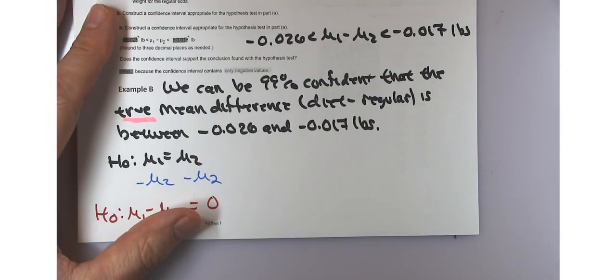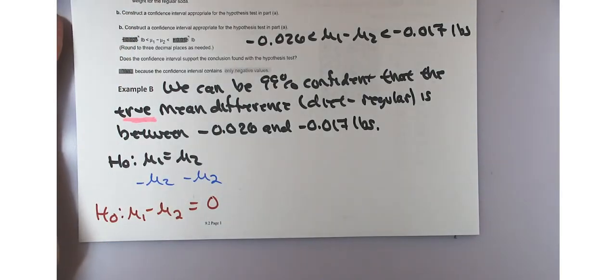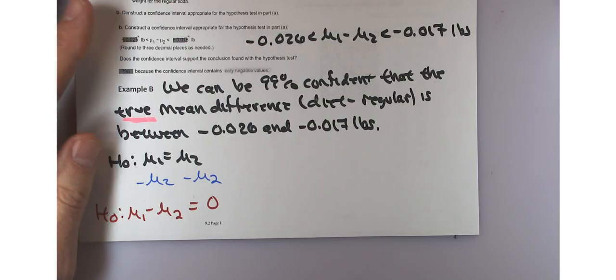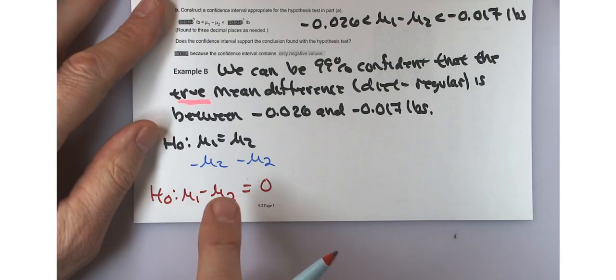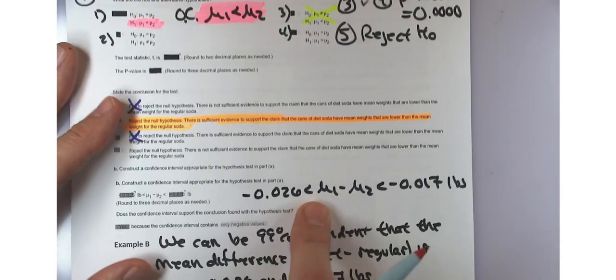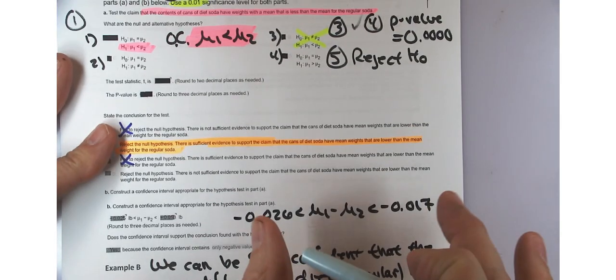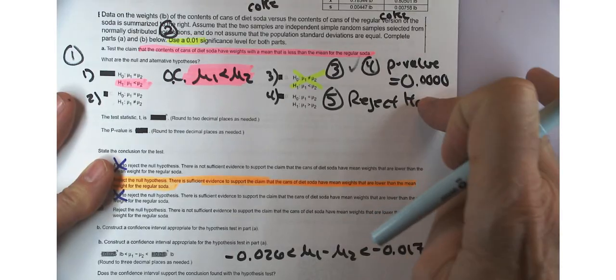So is that to test whether the confidence interval matches with the claim? Yes, it's exactly right. It's exactly to show that our conclusion here and our conclusion here match each other.